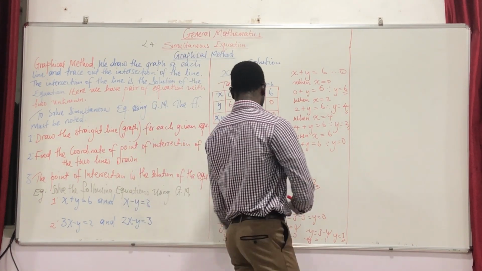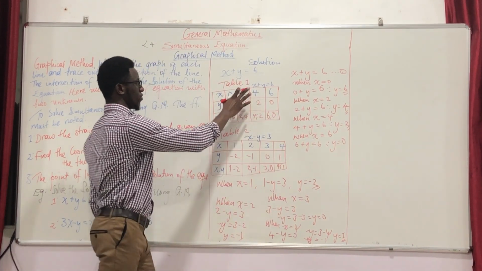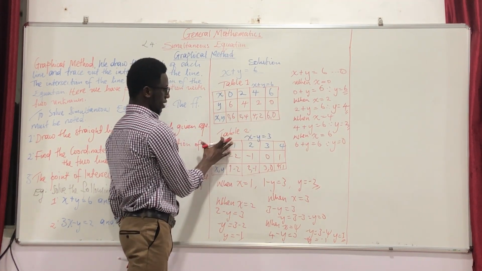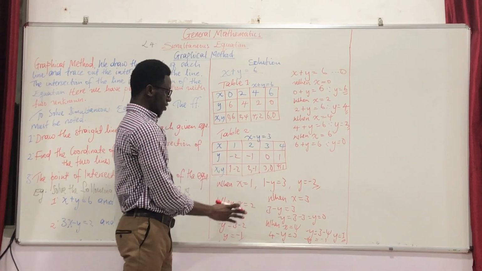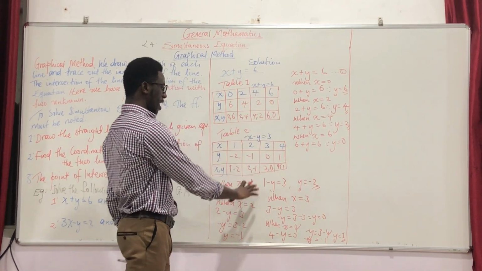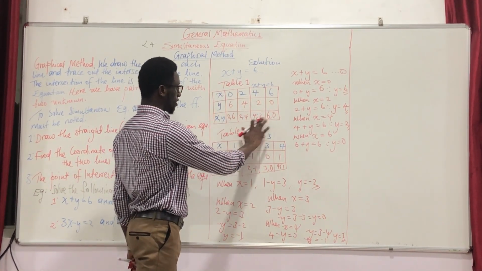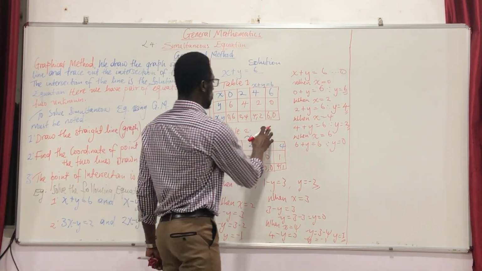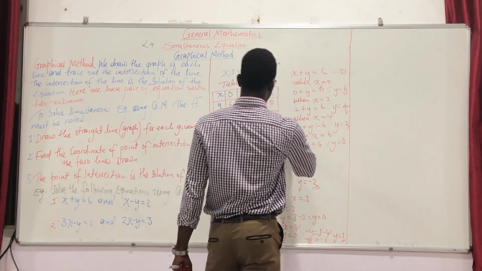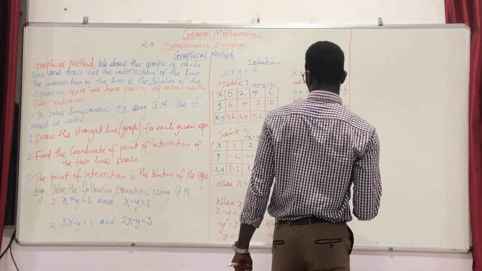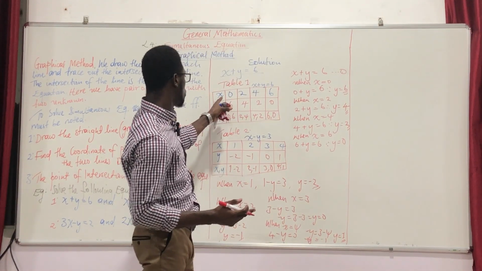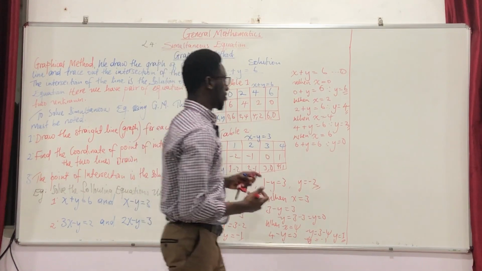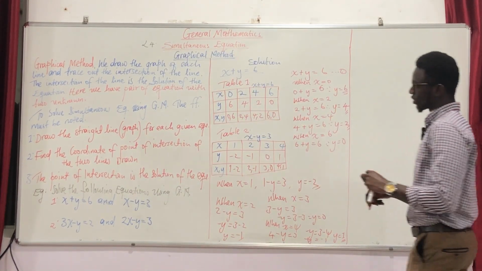Now, as you can see here on the board, we have two tables. The first table is for the first equation, then the second table is for the second equation. Now we are going to plot our graph using these coordinates for the first equation. We use a scale of 1 centimeter to 1 unit. For the x-axis you can use 2 centimeters to 2 units. You can just use any scale that is comfortable for you.